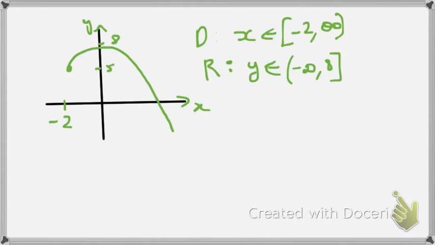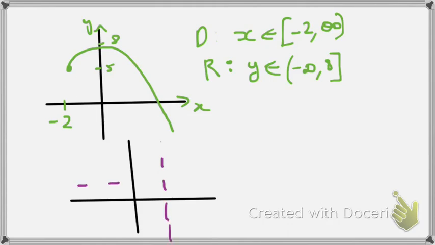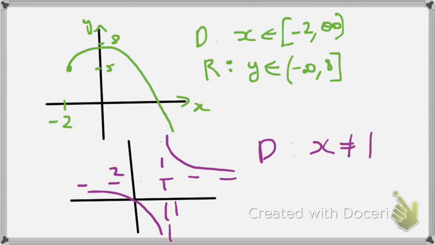Here's another example. Let's draw a hyperbola in purple. First time I've done purple today, look at that. So there's my asymptotes. Let's pretend that's 1 and that's 2. And so the domain is x not equal to 1, and the range is y not equal to 2.